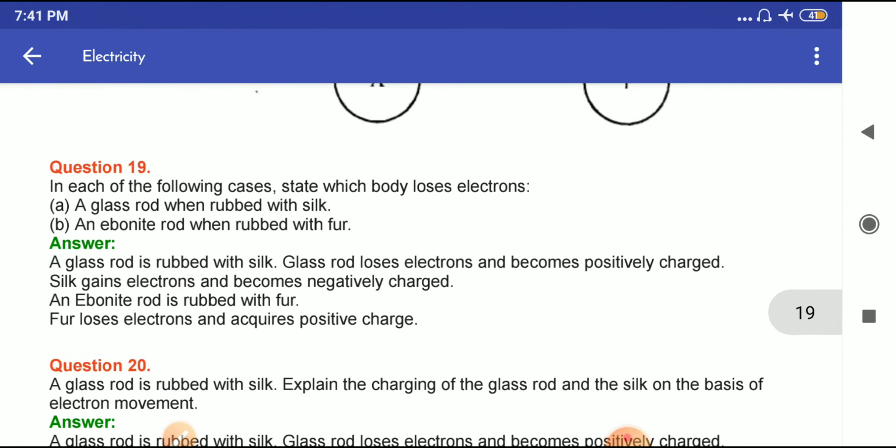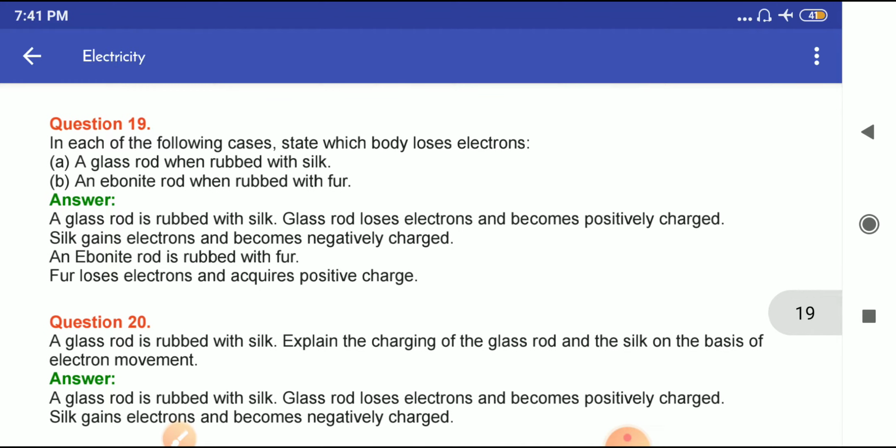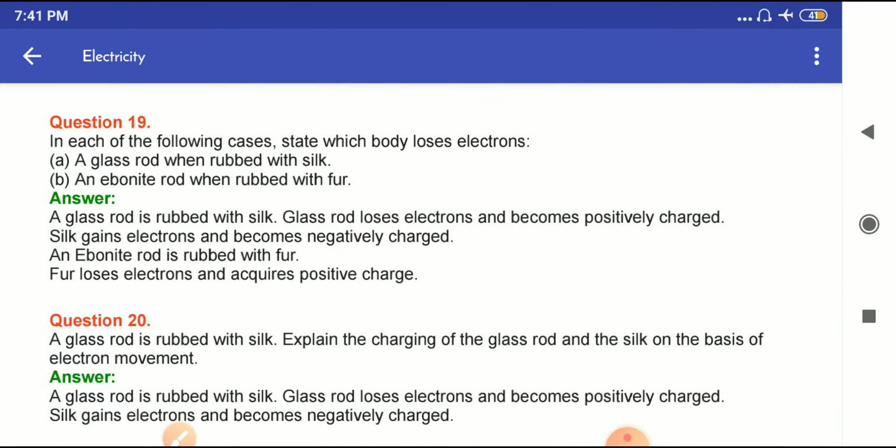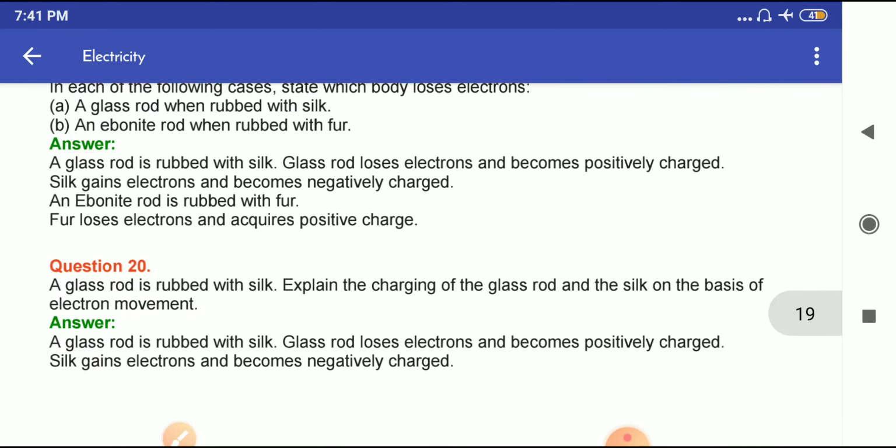Question number 19. In each of the following cases, state which body loses electrons: a glass rod rubbed with silk, and an ebonite rod rubbed with fur. A glass rod is rubbed with silk. The glass rod loses electrons and becomes positively charged. Silk gains electrons and becomes negatively charged. An ebonite rod is rubbed with fur. Fur loses electrons and acquires positive charge.